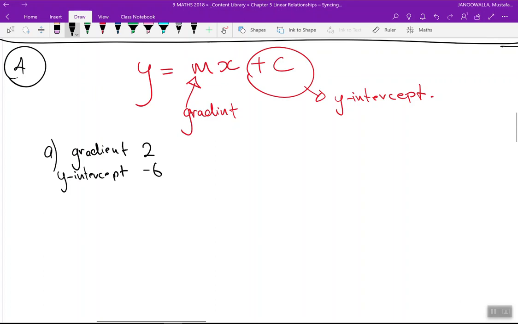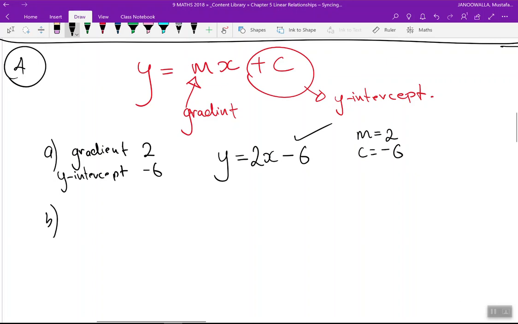So the answer to part A will basically be y equals, gradient is 2. So where I have m, I put 2. Leave the x there, so 2x. My y-intercept is negative 6, so negative 6 is my c. In this case, my m was 2 and my c was negative 6. So that's my equation of the line there. Any questions with that?